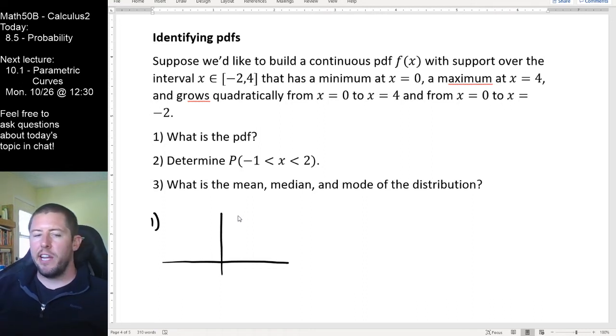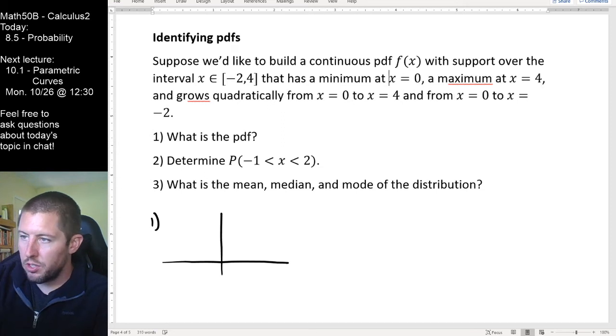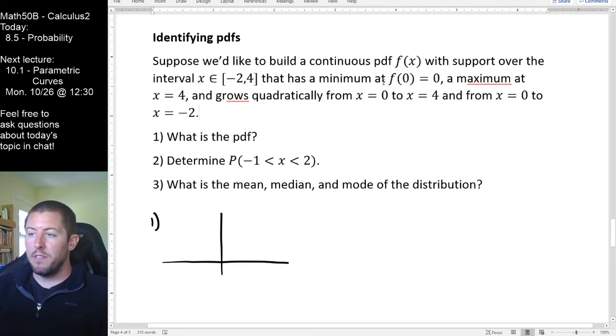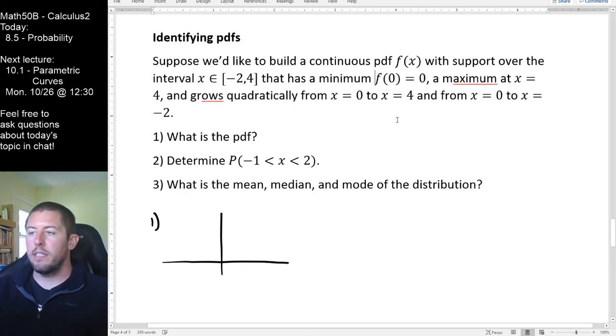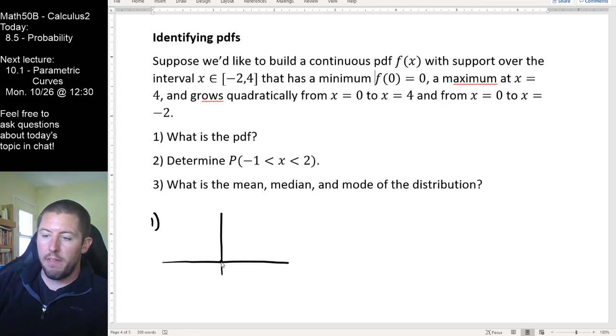Let me slightly change this. I don't think I was quite descriptive enough right here. Let's just do this. There we go. That's what I wanted to say. A minimum of f of 0 equals 0. That's saying to me, if you plug in x equals 0, there is actually a 0 probability of that occurring. So I know that's a point on my graph. I know that this graph is going to vary quadratically. That's what I've been given. It's going to grow quadratically both from 0 to 4 and from 0 to -2.